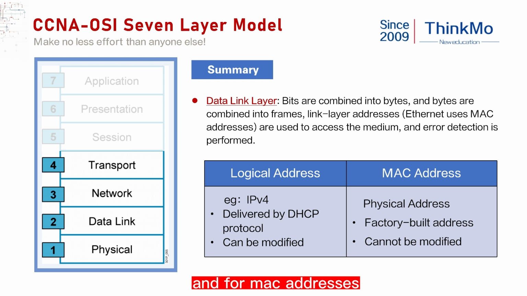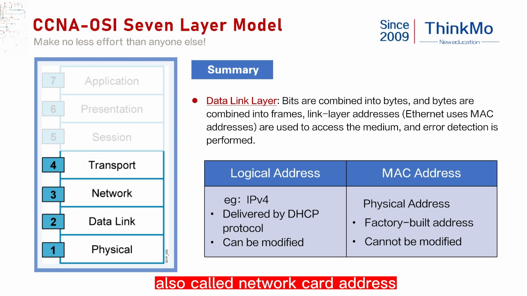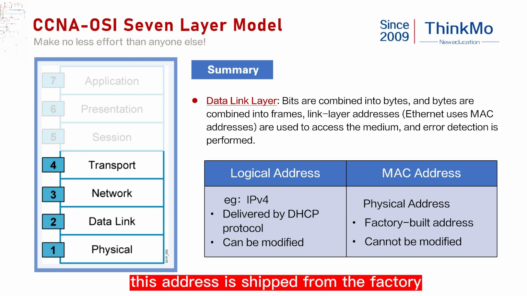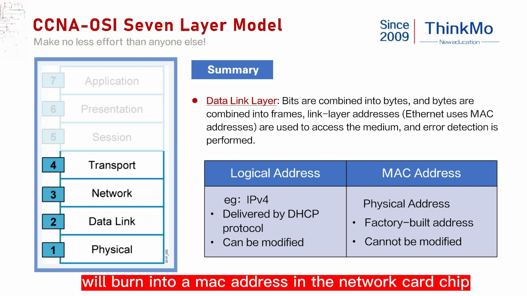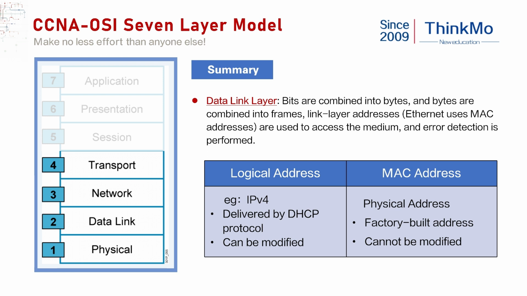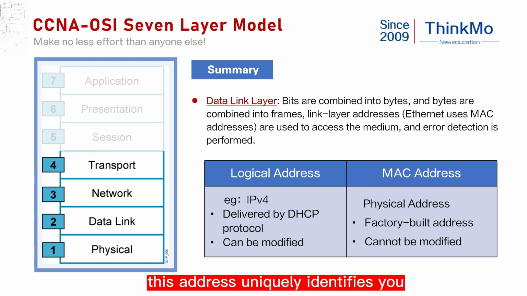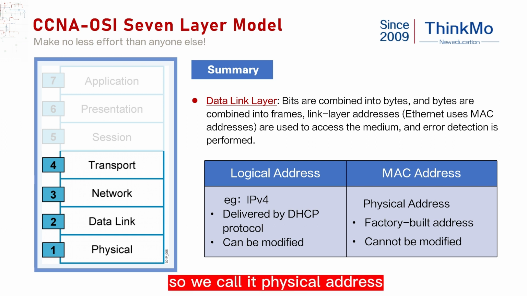And the MAC address is also called the physical address, or network card address. This address is shipped from the factory. Each NIC, when shipped from the factory, will have a MAC address burned into the network card chip. We call it a physical address. This address uniquely identifies your network card in use. It can't be changed. So we call it a physical address.